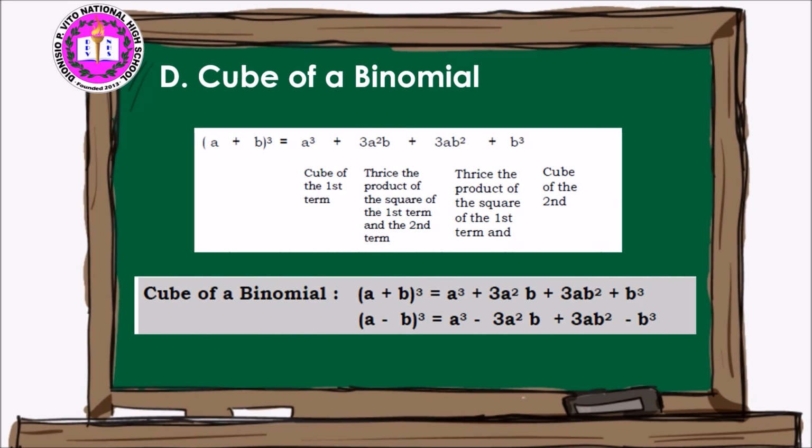So we have the cube of a binomial: a plus b cube is equal to a cube plus 3a squared b plus 3ab squared plus b cube. Or a minus b cube is equal to a cube minus 3a squared b plus 3ab squared minus b cube.